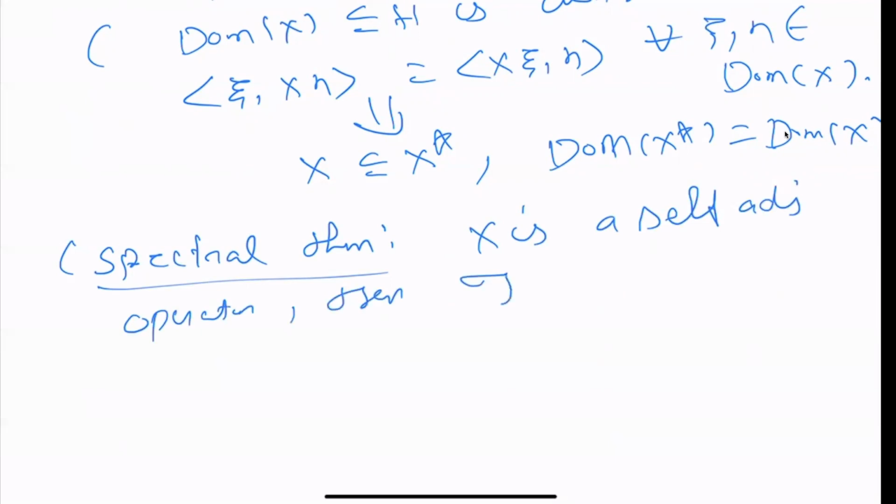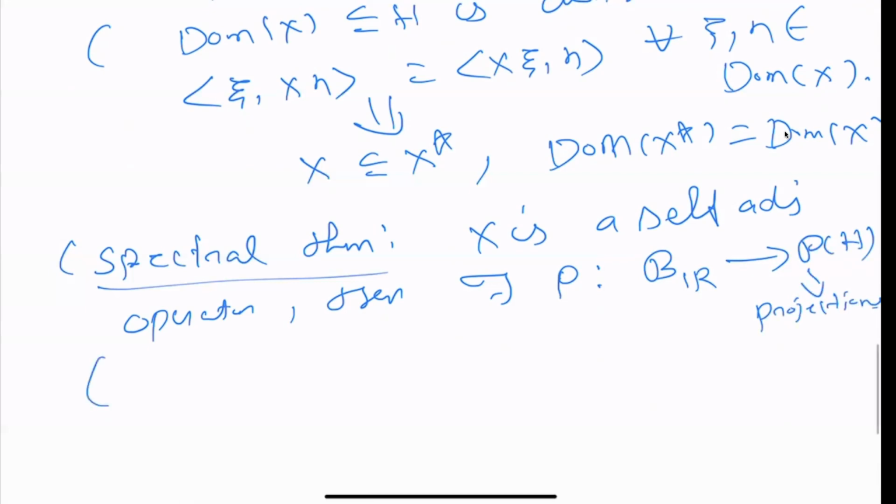Then there exists a spectral measure P, defined on the Borel sigma algebra of the real line, which is a sigma algebra of sets on the real line, taking values in projections on H. It is a projection valued measure, with projections on the Hilbert space.